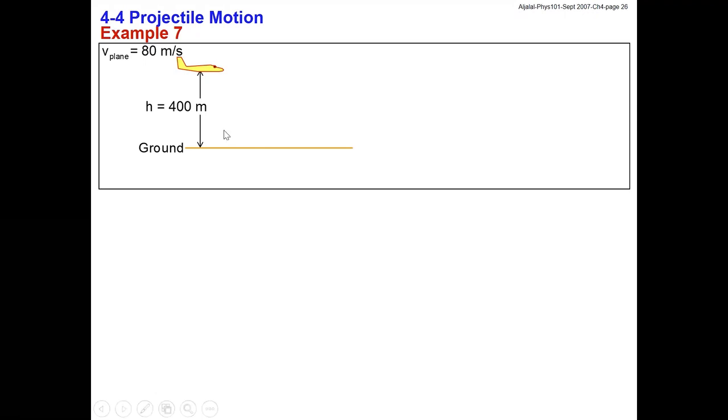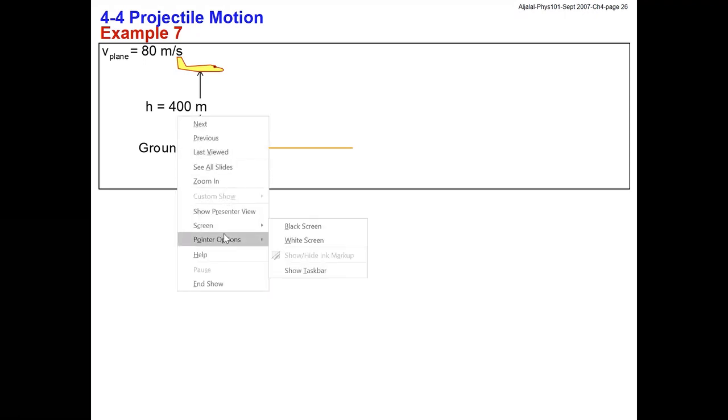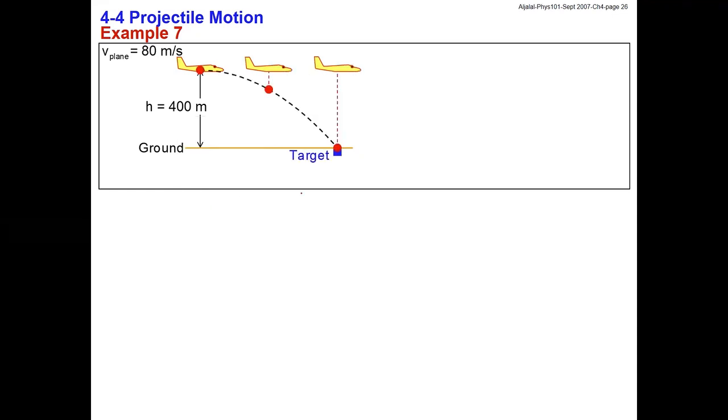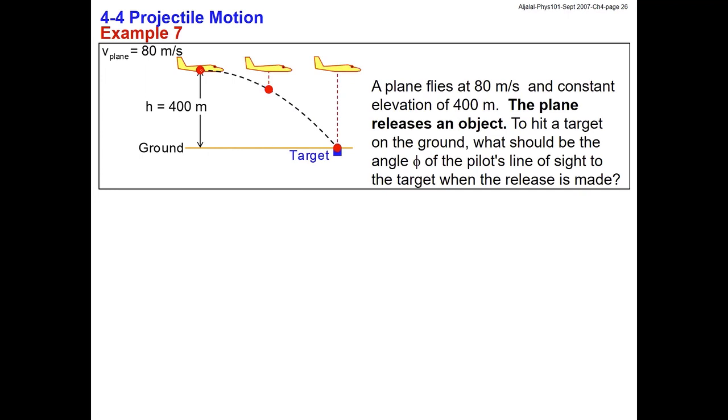So let's look at this problem, example number 7. What is given here is this airplane flies horizontally, at constant speed and at constant elevation, meaning horizontally. So the elevation is 400 meters above the ground. The plane now releases an object. So this object will have the same speed as the speed of the plane, the same velocity as the velocity of the plane.